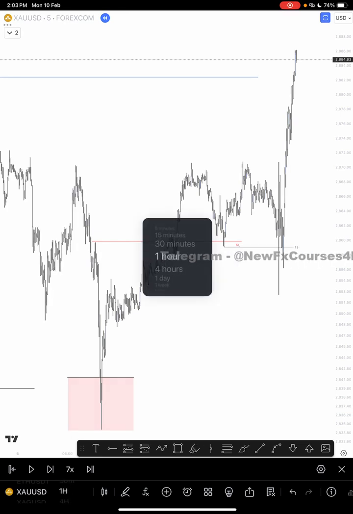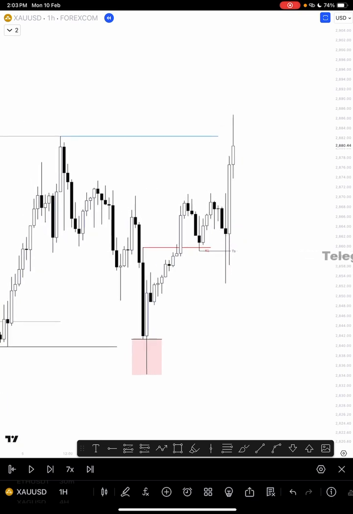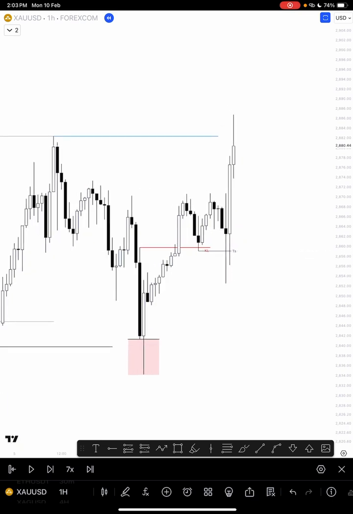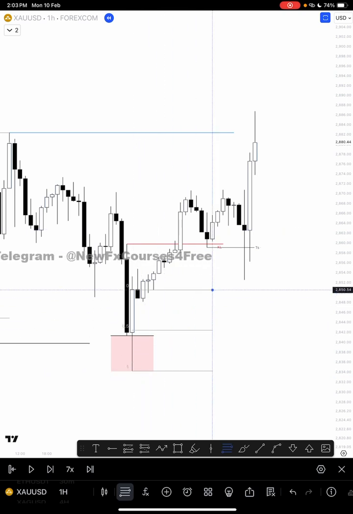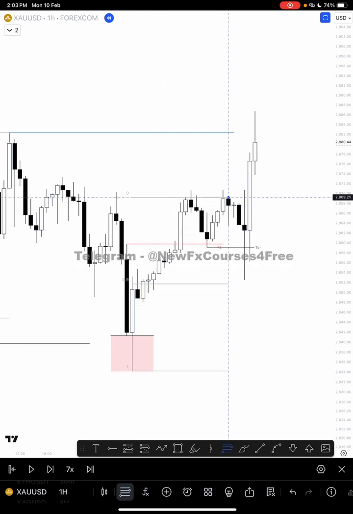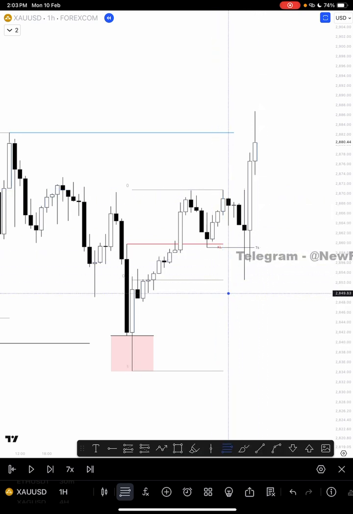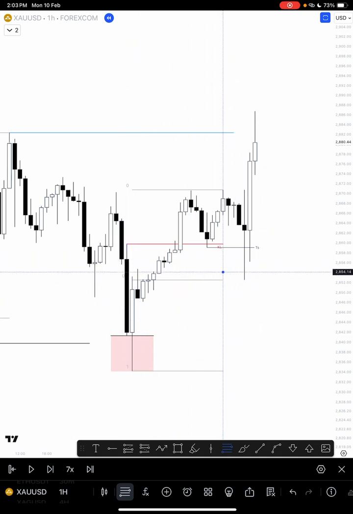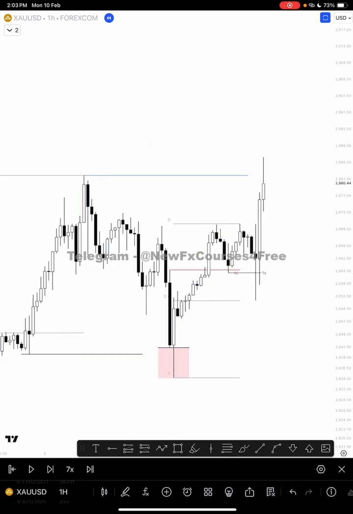So you can see how I'm actually integrating all these. So here, let me draw my discount and premium region, and you can see this is actually around the 0.5 equilibrium region of price. So that will be all for today.